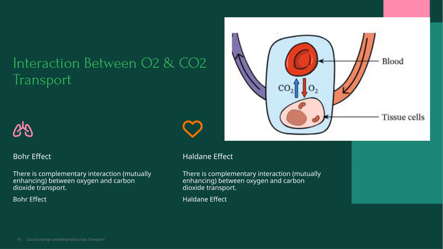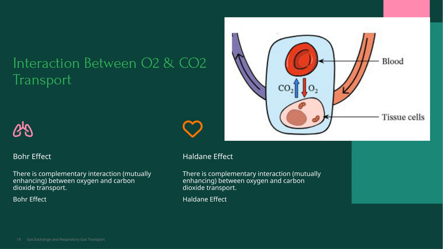Now, let's explore the Haldane effect. This concept highlights how there's a mutually enhancing interaction between oxygen and carbon dioxide transport in our blood. Essentially, when oxygen binds to hemoglobin, it actually makes it easier for carbon dioxide to be carried away from tissues. Conversely, the Haldane effect also means that in regions where oxygen levels are low, hemoglobin has a greater capacity to pick up carbon dioxide. Next, we have the Bohr effect, which is closely related.